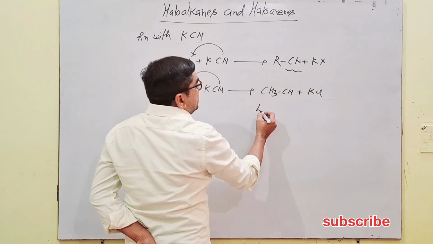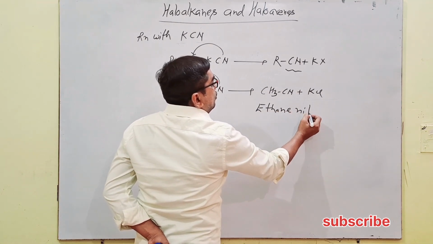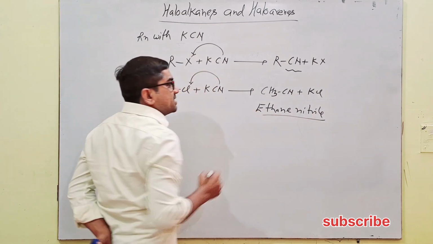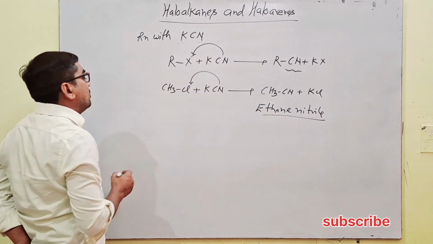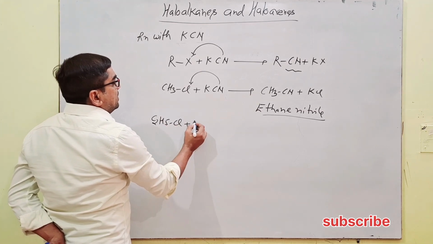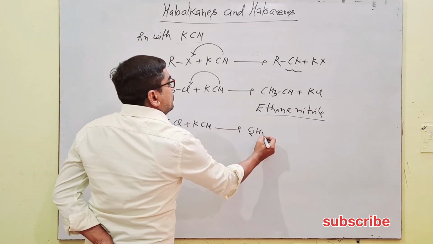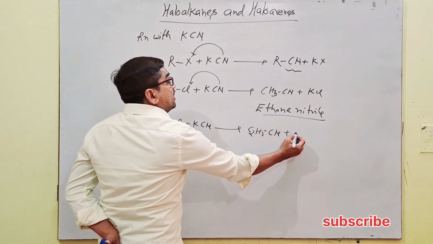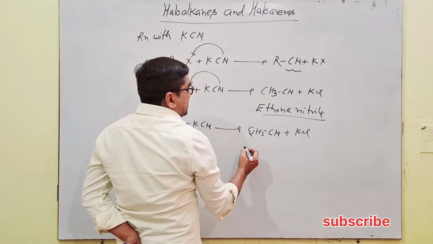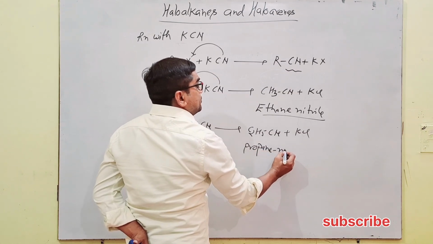This is called ethane nitrile. Nomenclature में इसके रूल्स को डिस्कस कर चुके हैं. Ethane nitrile is formed. If we take C2H5Cl and it reacts with potassium cyanide, then we get C2H5CN with KCl. This is called propane nitrile.